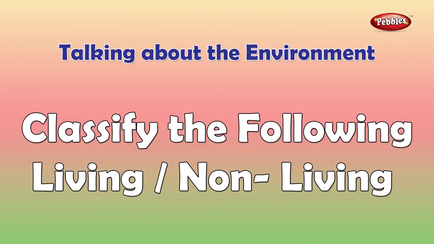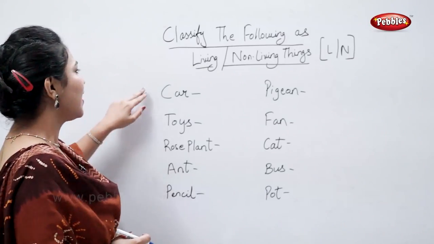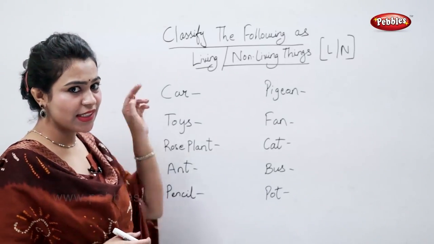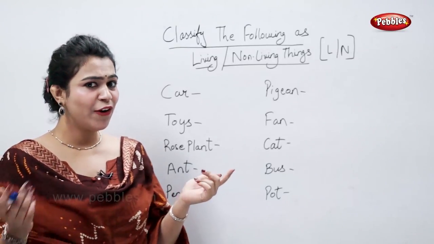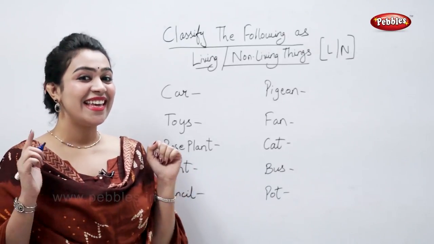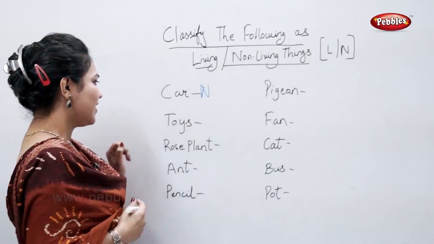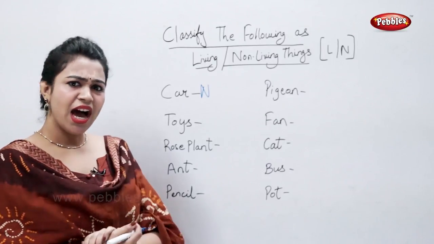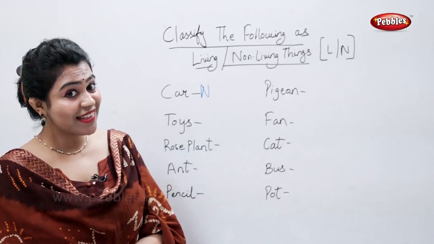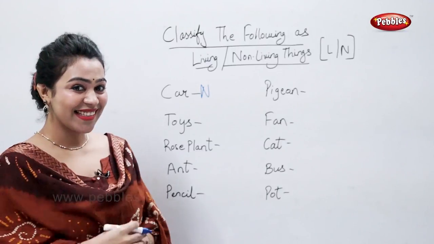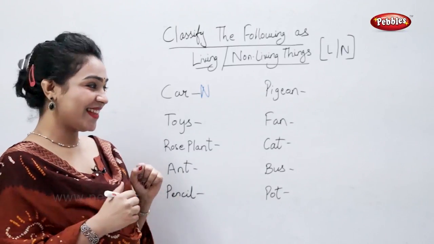Classify the following as living or non-living things. Write L for living things and N for non-living things. Car. So come on, students. Tell me, car is a living thing or a non-living thing? Yes, that's a non-living thing. Toys. Are toys living things or non-living things? Yes, they are non-living things.